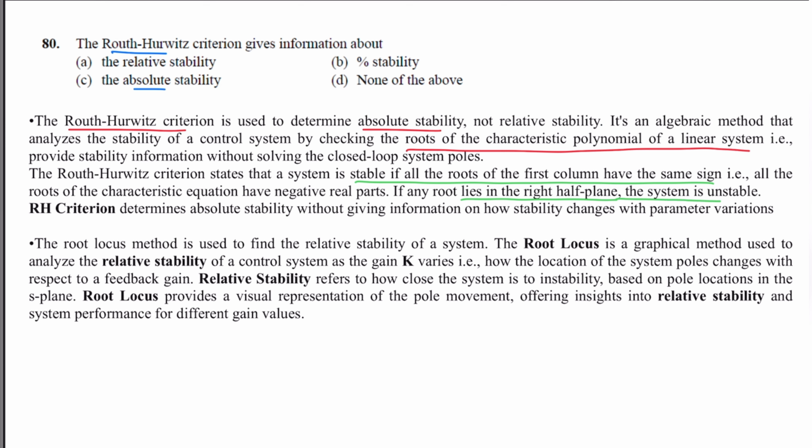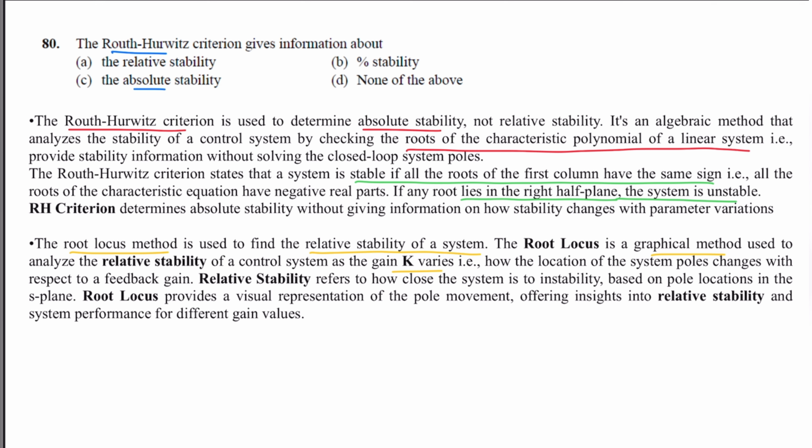Whereas the root locus method is used to find the relative stability of a system. Root locus is a graphical method used to analyze the relative stability of a control system. As the gain varies, it shows how the location of the system poles changes with respect to the feedback gain. The question: RH criteria for absolute stability and root locus method for relative stability of a control system. Correct option is C.